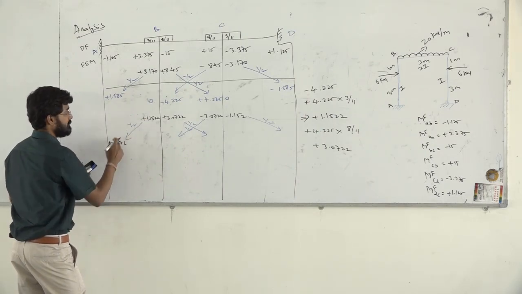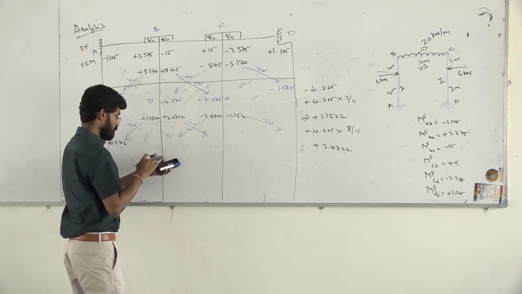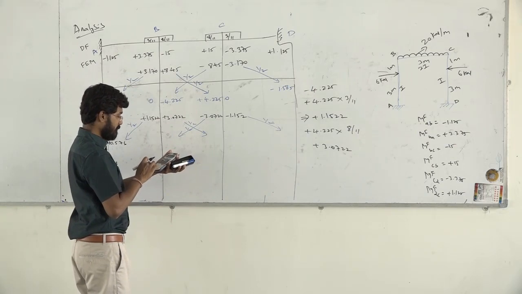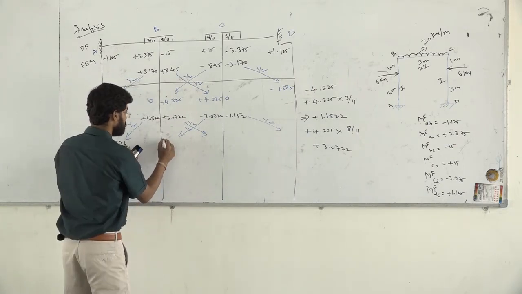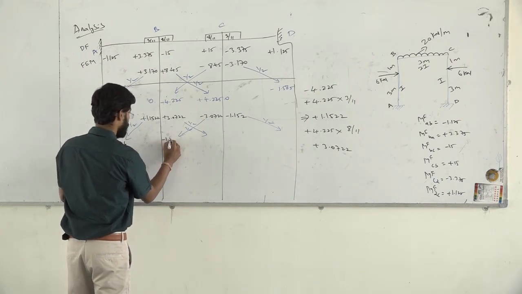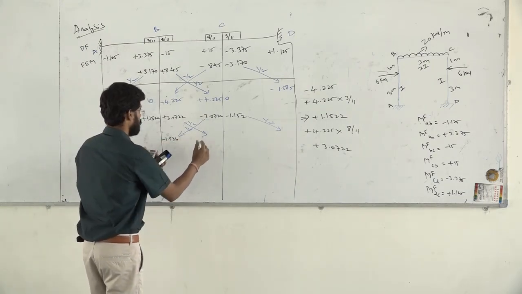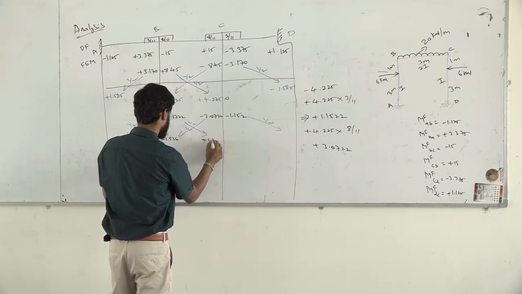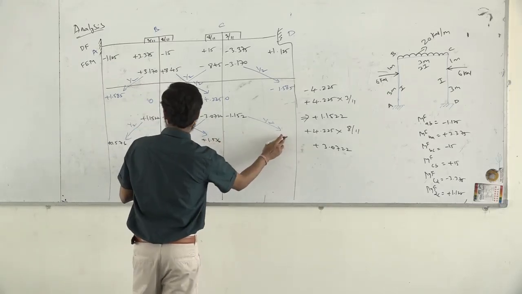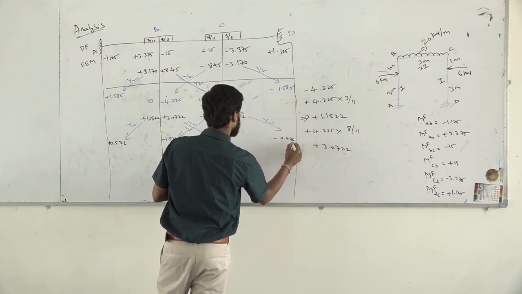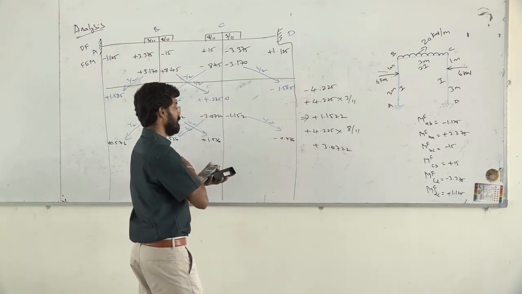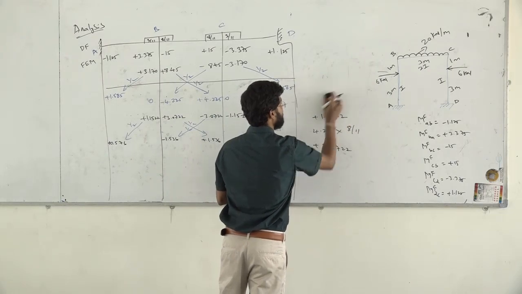0.576 plus, this is fine. Now similarly, here we have 3.0722 divided by 2, we have got minus 1.536. So here we will get plus 1.536. Here we will get minus 0.576. Now for the next step, we have to continue this iteration.